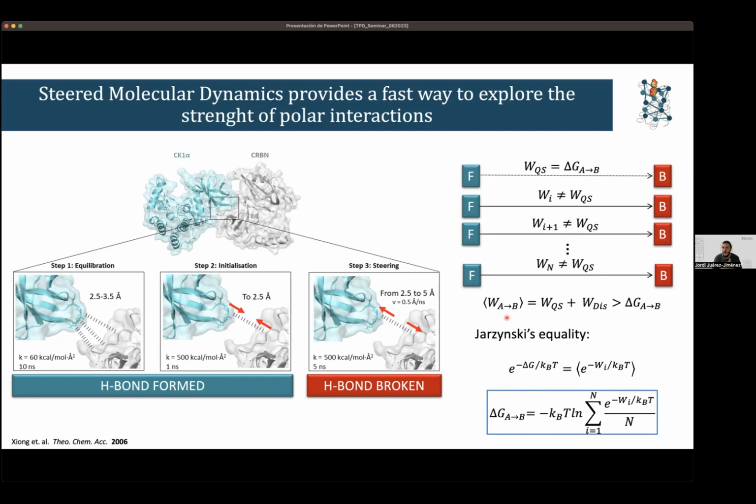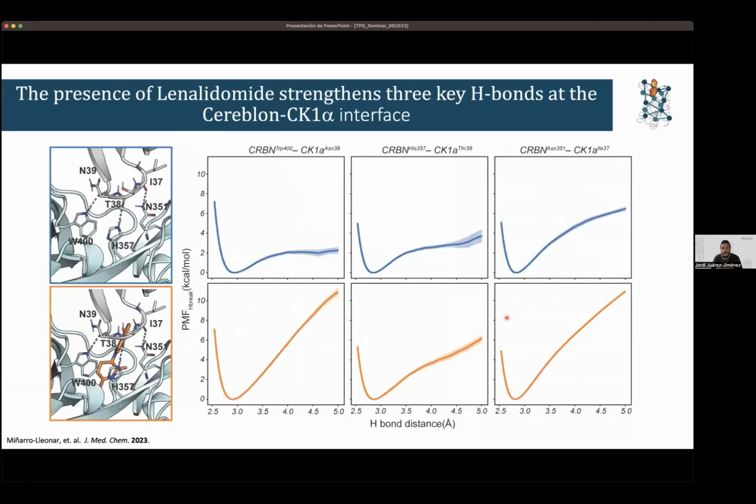So with this technique in place, we said, okay, let's take the 3 hydrogen bonds established at the Cereblon CK1 alpha interface, and break them in the presence and in the absence of lenalidomide. What we saw was quite striking, because there was a big difference in the strength of these hydrogen bonds when lenalidomide was present. You can see here in the 3 panels that the line at the bottom, corresponding to the ternary complex, is always over the line at the top, corresponding to the binary complex. That was really interesting, because it meant that lenalidomide was strengthening these hydrogen bonds.